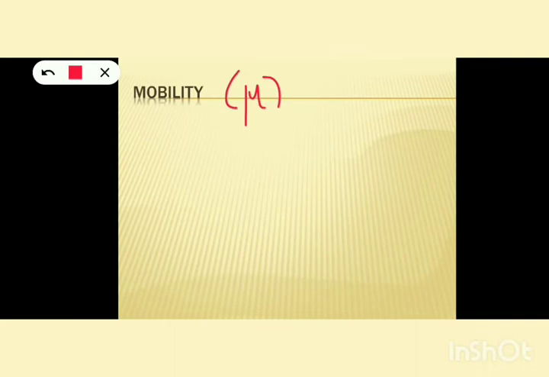Next, let's discuss mobility. Mobility is denoted by the symbol mu. And what is mobility? It is the drift velocity acquired by the electron for unit electric field. So its equation is Vd by E. So mobility is the drift velocity acquired per unit electric field.